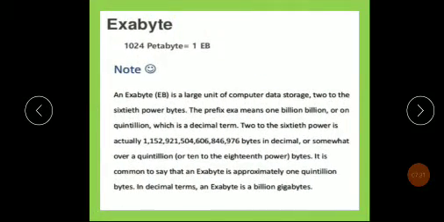And after that, the exabyte. 1024 petabytes equal 1 exabyte. It is in the form of 2 to the power 60 bytes, so 1024 petabytes equal 1 exabyte.